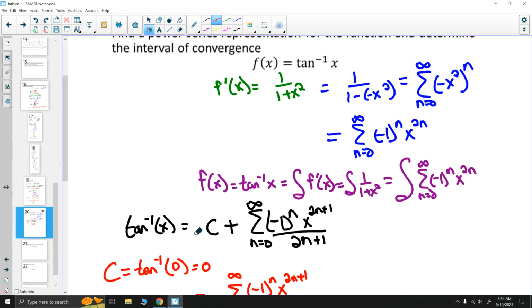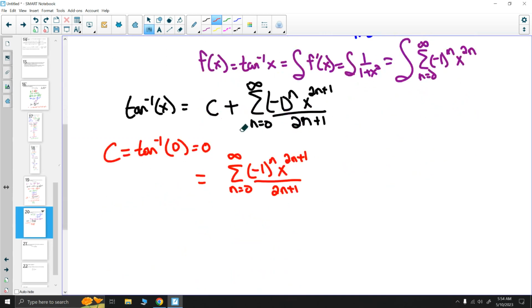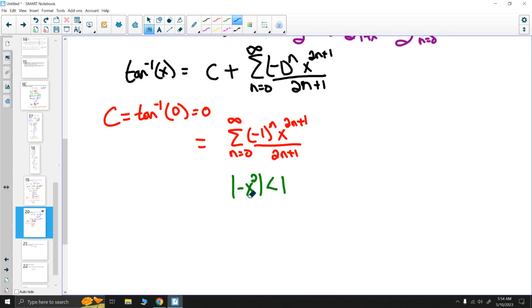And we can find our interval of convergence if we look here. Again, this -x squared: the absolute value of -x squared is less than 1. Obviously the negative doesn't matter inside the absolute value. Now we take the square root of both sides, and we get the absolute value of x is less than 1. So that means our interval is from -1 to 1. But again, we're integrating this, so we actually don't know if these endpoints are included, but we at least know that the radius of convergence here is 1.